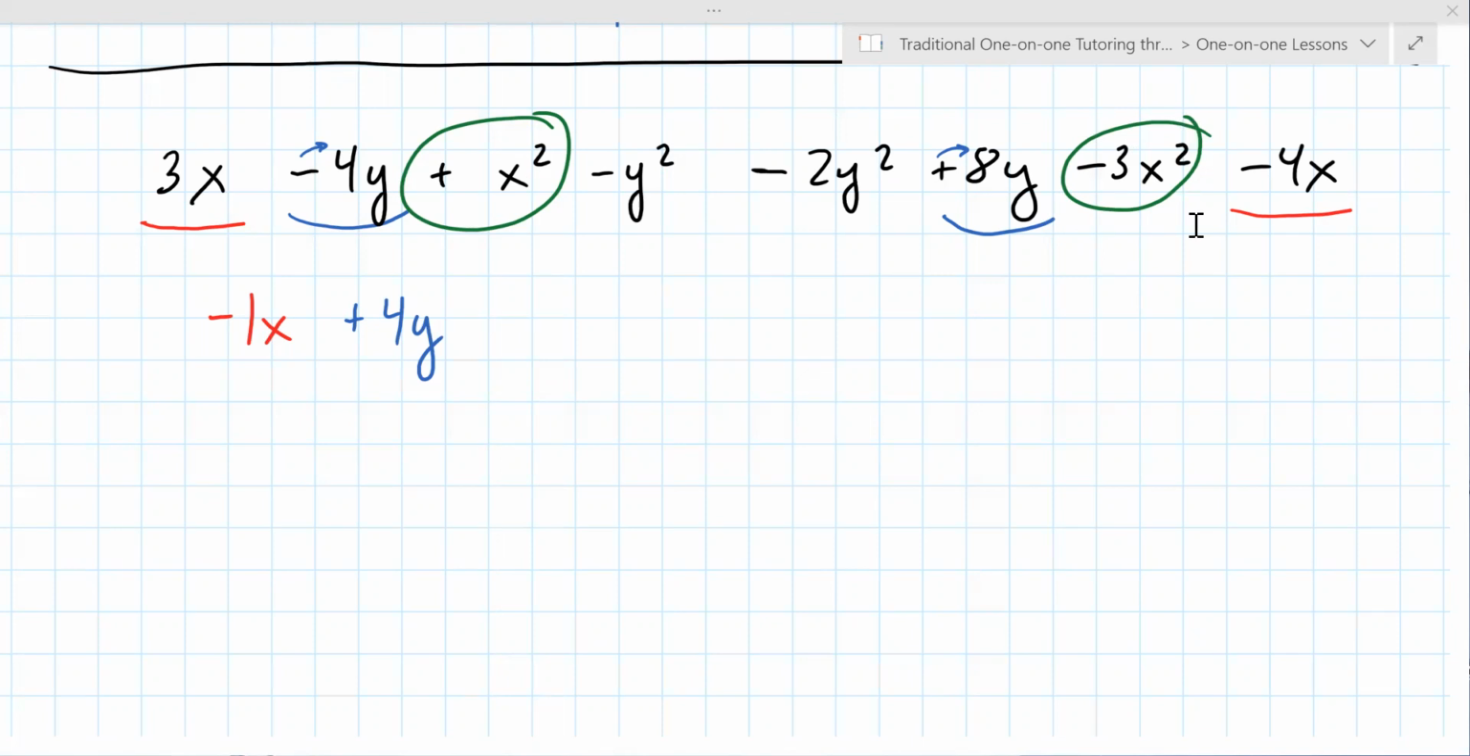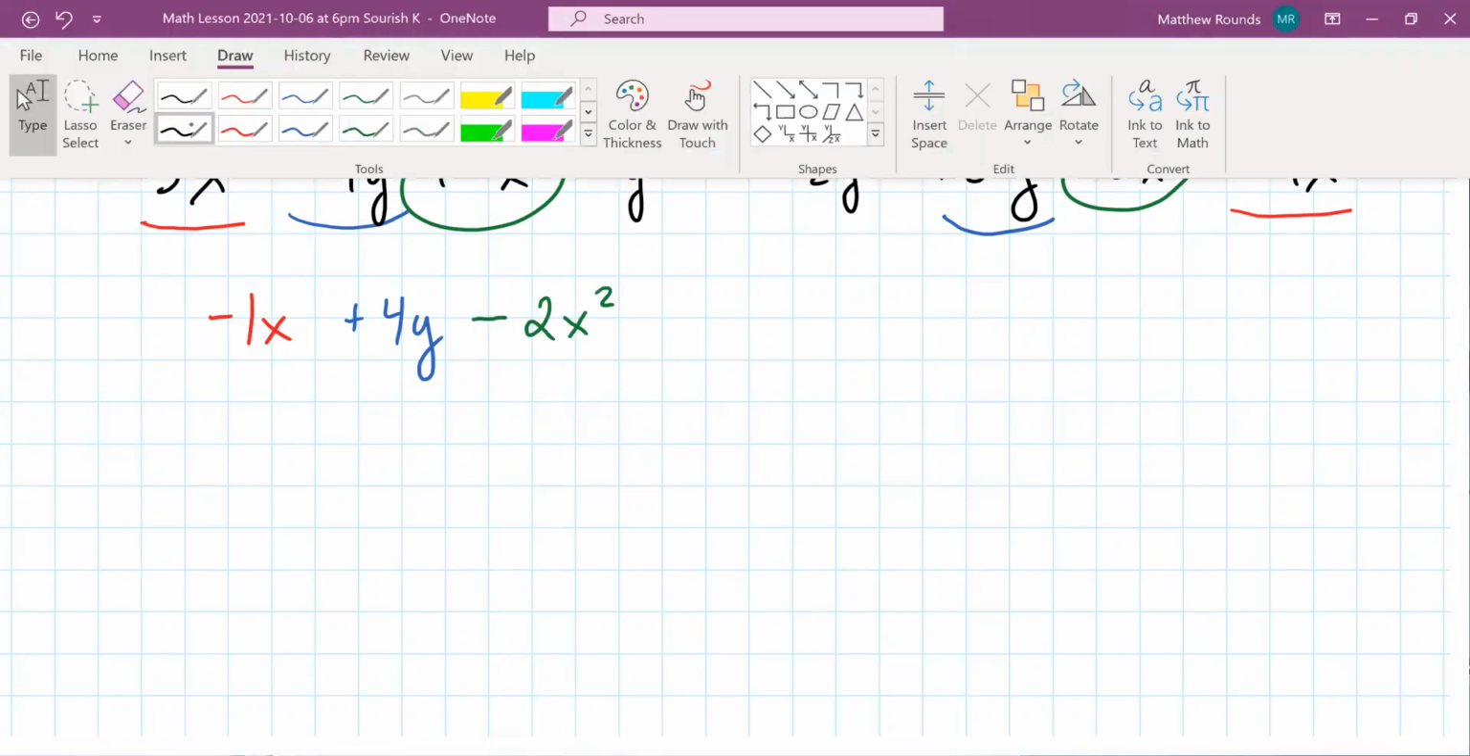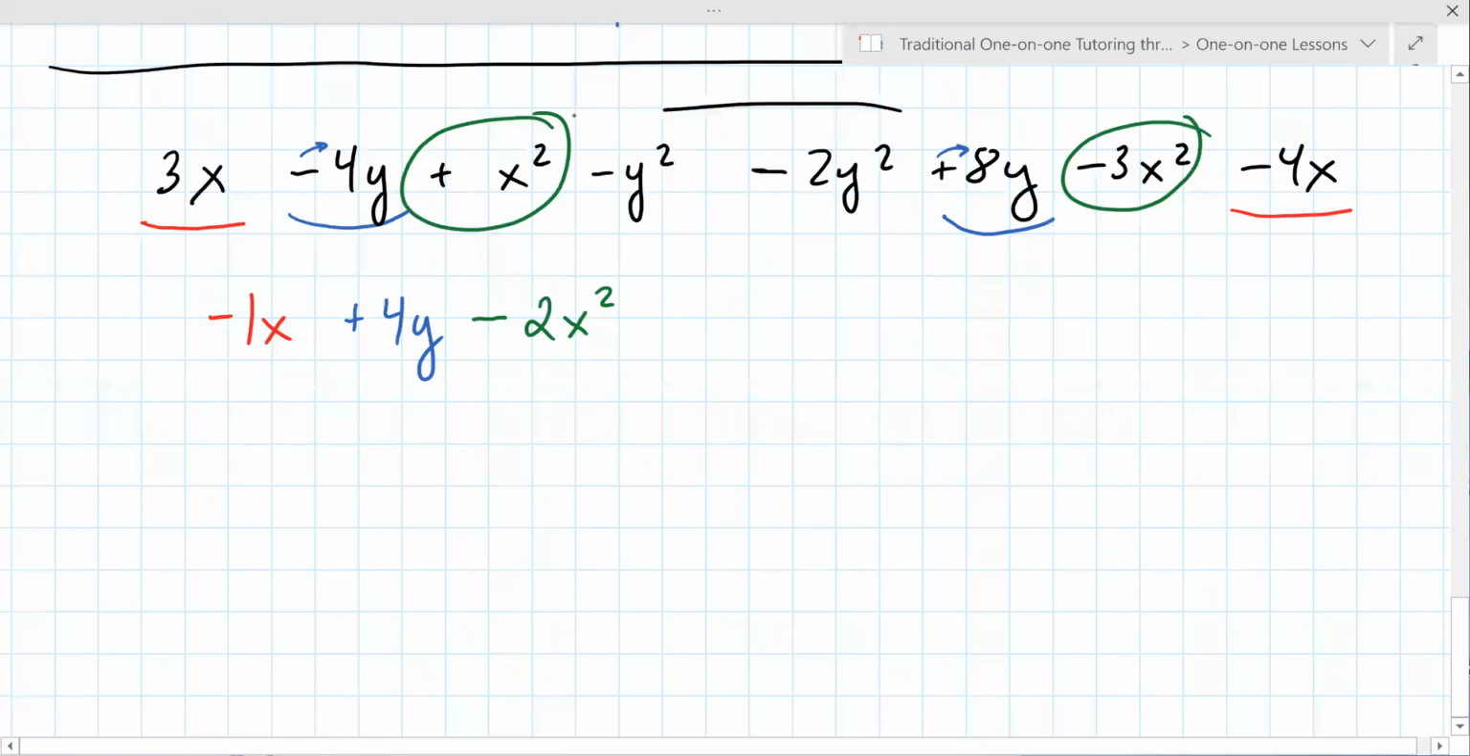Negative 3x squared. But there's one over here, isn't there? Oh, yeah. Negative 2x squared. Good. Okay, last one here. You got minus y squared minus 2y squared. Yeah. So that means it's minus 1. Minus 1 minus 2.